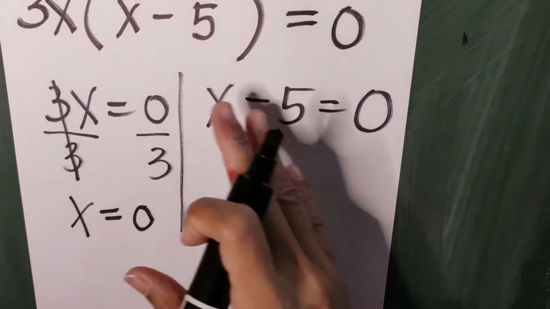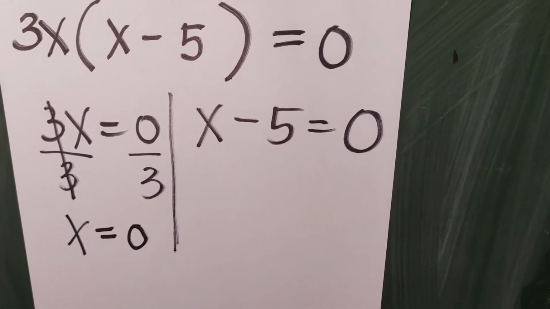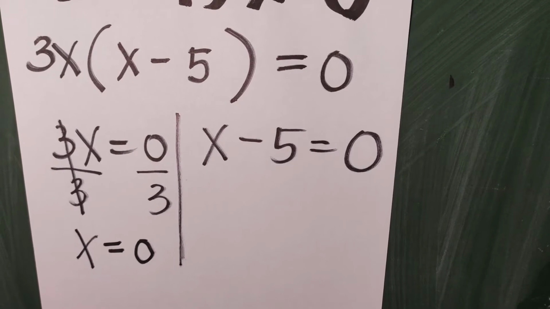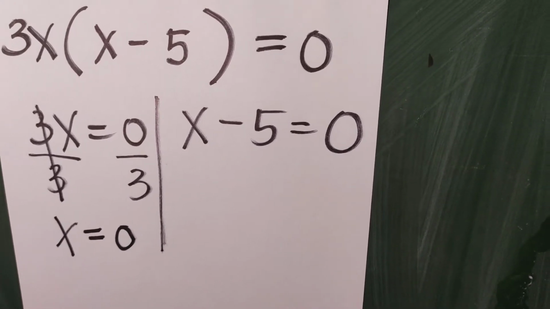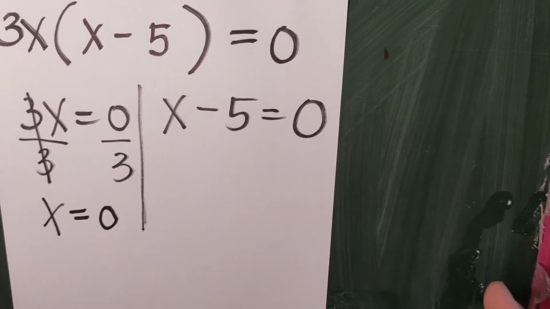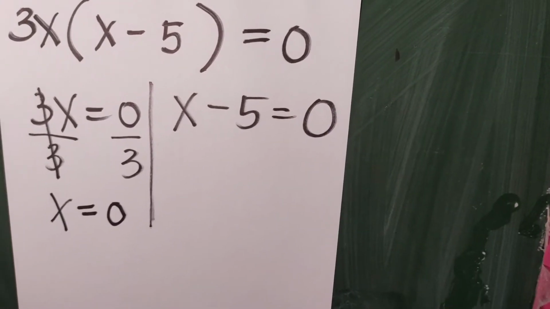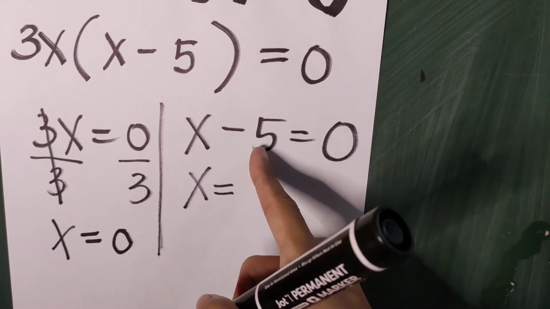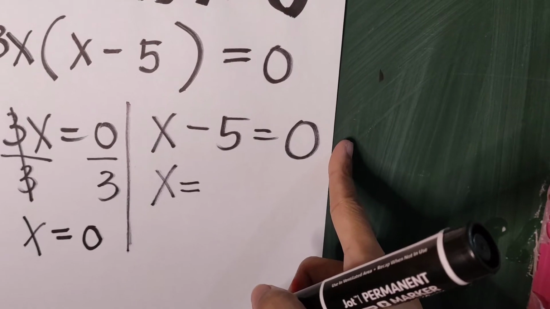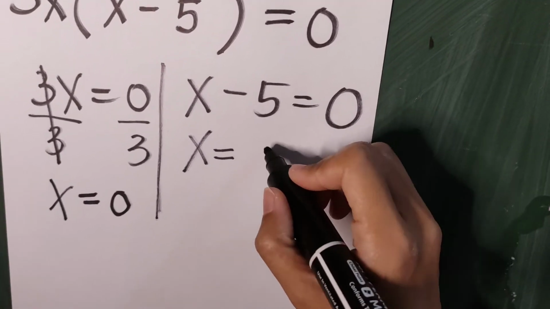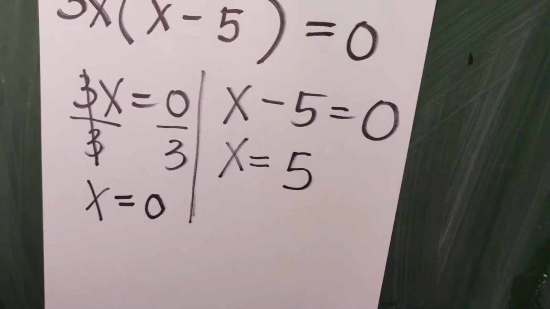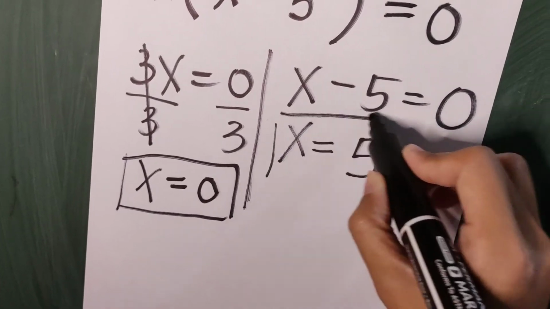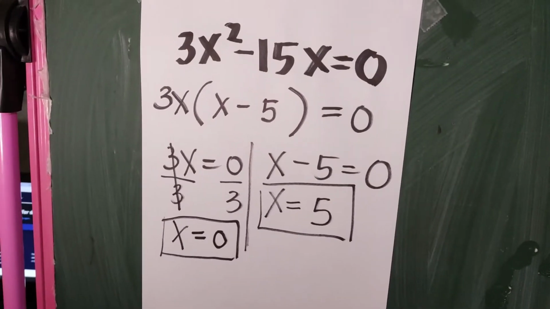Next, on this side, we have x minus 5 is equal to 0. So we're using the addition property of equality by adding positive 5 on both sides. Or, let's simply transpose negative 5 to the right side of the equation. So, we have x is equal to negative 5. If we are going to transpose it, this will become positive 5. 0 plus 5 is 5. So, therefore, the solutions to our equation are x is equal to 0 and x is equal to 5.